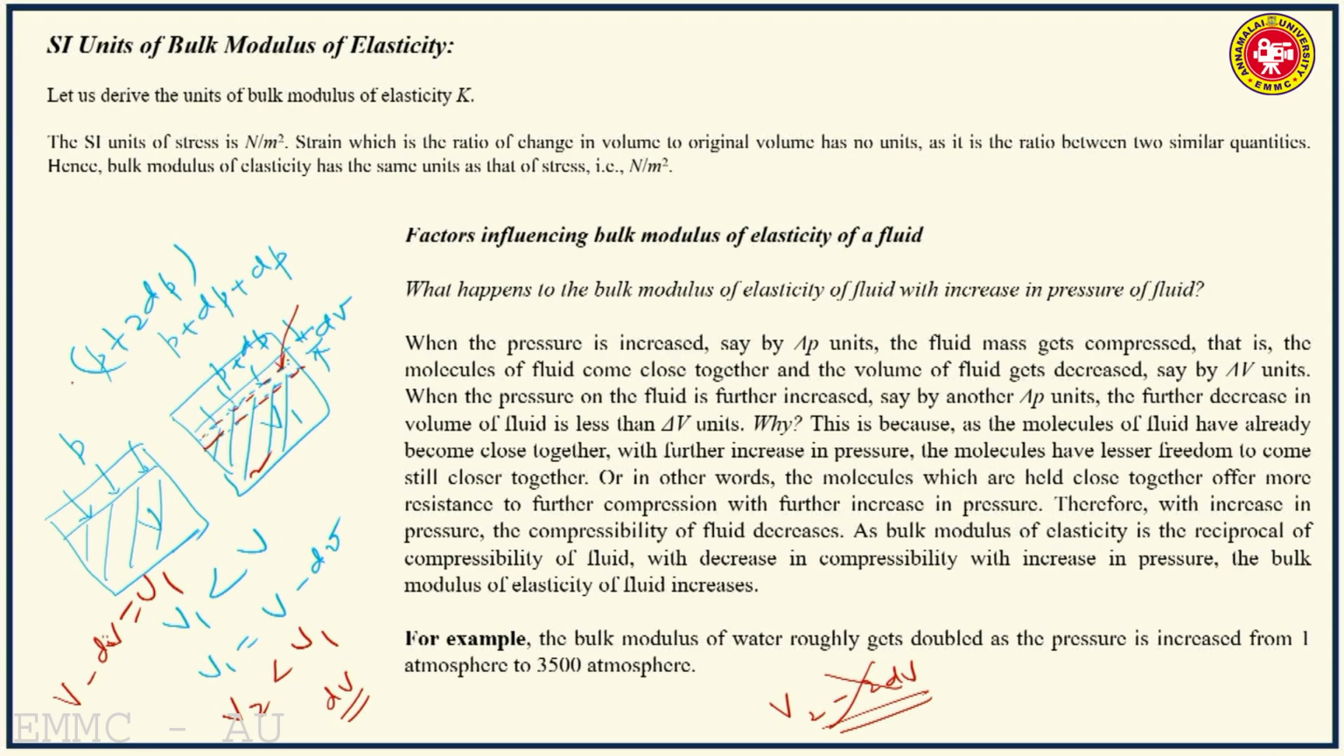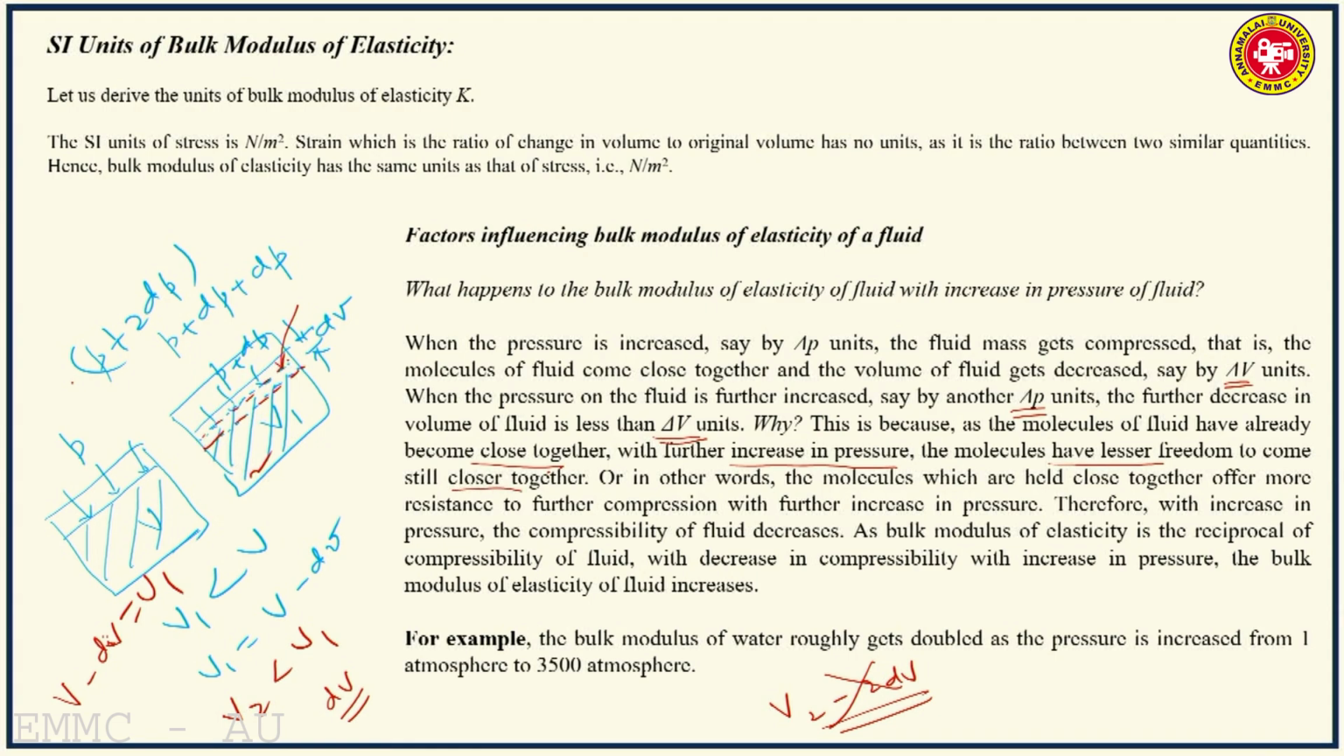that is the molecules of fluid come close together and the volume of fluid gets decreased, say by delta V units. Instead of dP and dV, I am using delta P and delta V. When the pressure on the fluid is further increased, say by another delta P units, the further decrease in volume of fluid is less than delta V. The reason is, as the molecules already have become close together, with further increase in pressure, the molecules have lesser freedom to come still closer together.